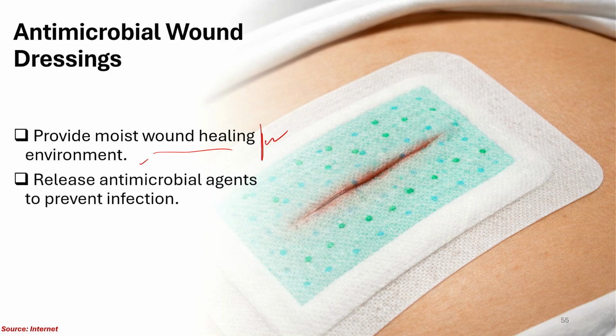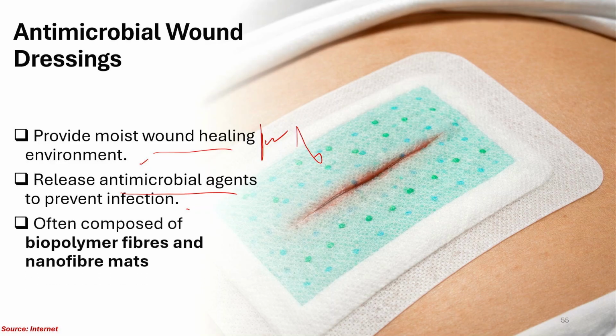It should release antimicrobial agent to prevent the infection. So, this wound dressing will have the antimicrobial agent within the structure. This antimicrobial agent will get released gradually to prevent any infection. It is often composed of biopolymer fiber and nanofiber mat.